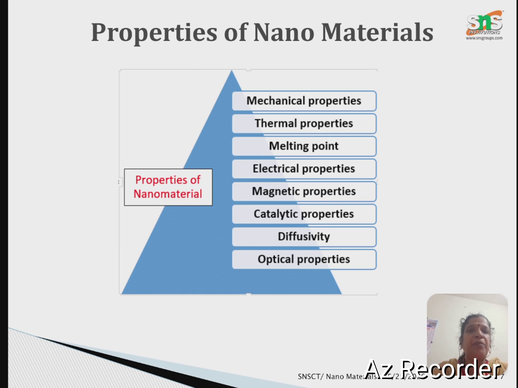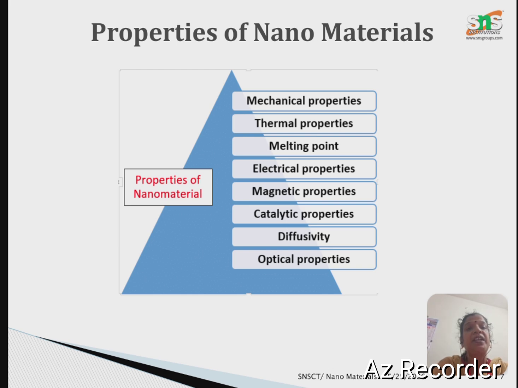So here we can see the properties of nanomaterials. The properties of nanomaterials are unique when compared with the bulk object. Here we can see the different mechanical properties, thermal properties, melting point, electrical properties, magnetic properties, catalytic properties, diffusivity, and optical property. If we see the mechanical properties, the crystalline structure is very unique and strong, so it has a high mechanical strength. If we go with thermal properties, these are also much higher than the bulk materials. And then we can see the melting point. The melting point will be very low in comparison with the bulk material.